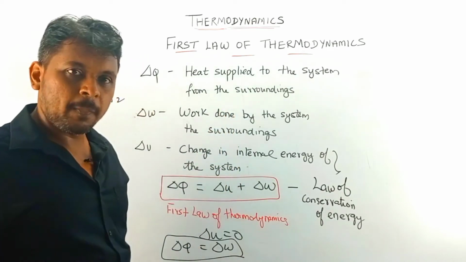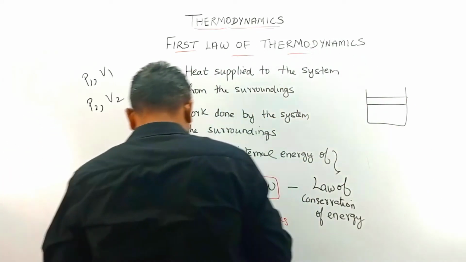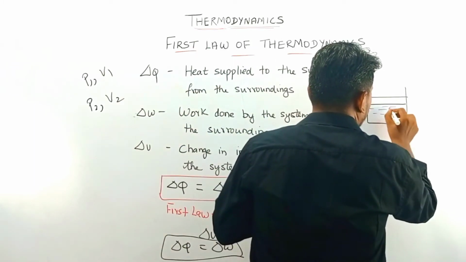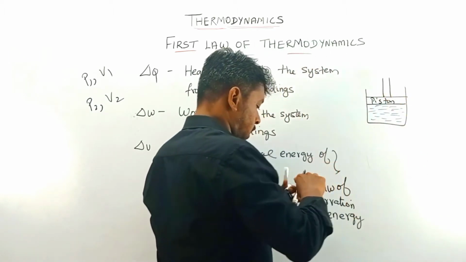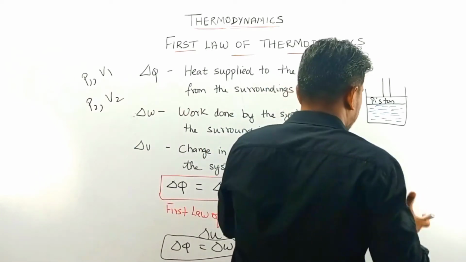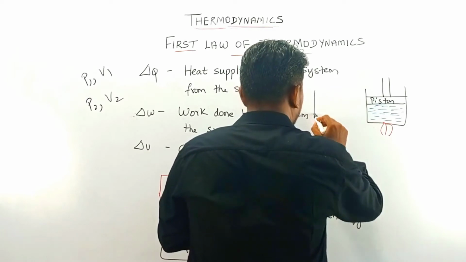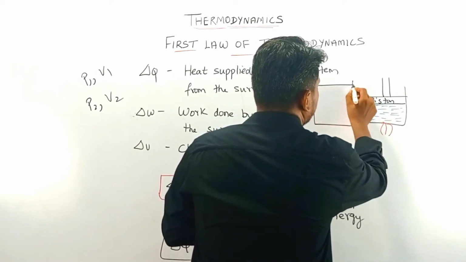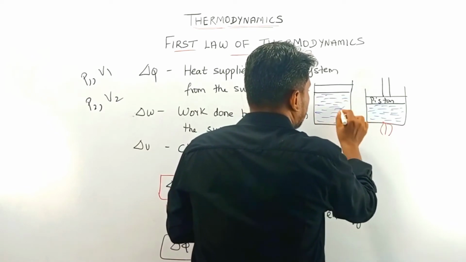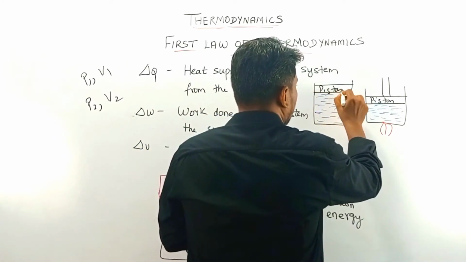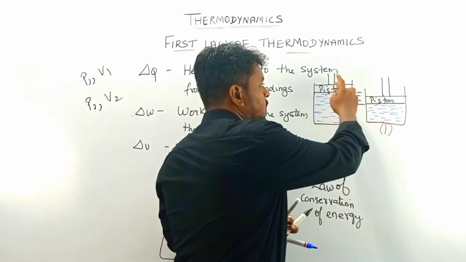Now what is this delta W? Let us take it like this. As we have seen earlier, this is the piston, and we have gas molecules here with the piston in this position. What happens when heat is given? The position of the piston changes as the volume of the gas increases. There is a change in volume, so the piston moves away from this position to this position. There is a change in the position of the piston due to the external heat.